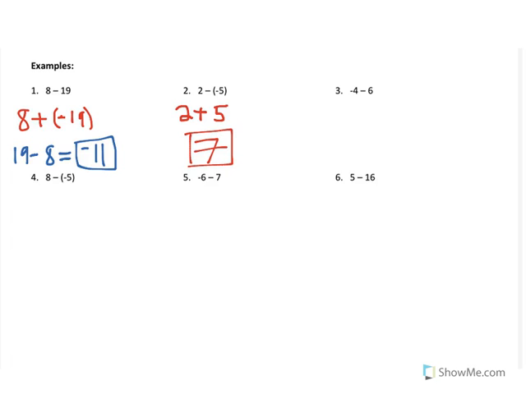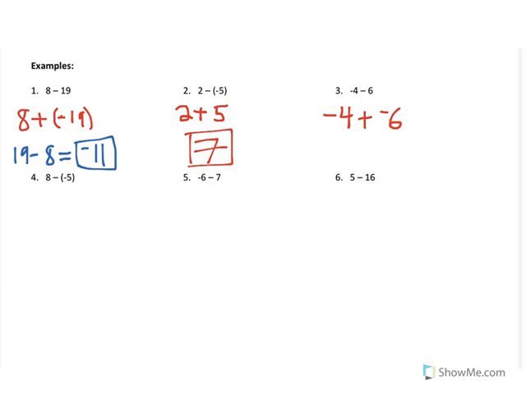For 3, we have negative 4 minus 6. I want to add the opposite. Remember, the first number always stays the same, so negative 4. Add the opposite. The opposite of 6 is negative 6. We're going to ask ourselves those questions. Are the signs the same or different? Well, they're different, right? Or they're the same, excuse me.